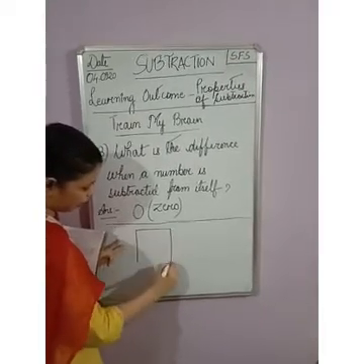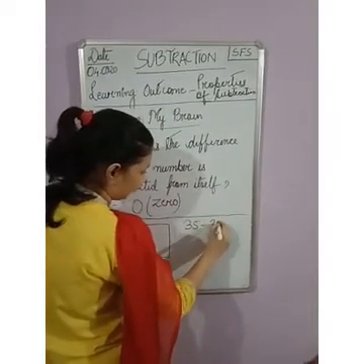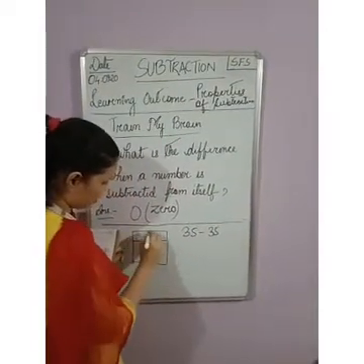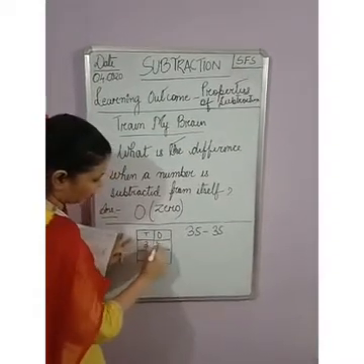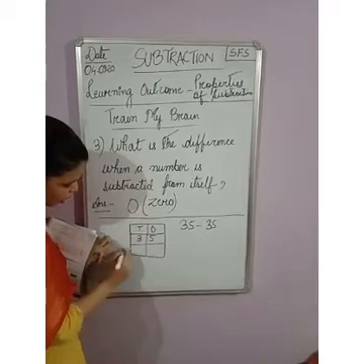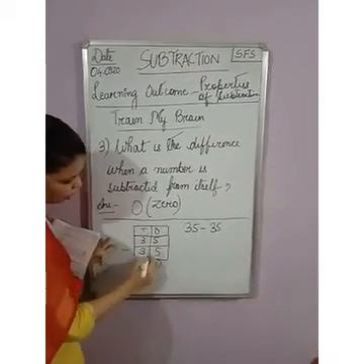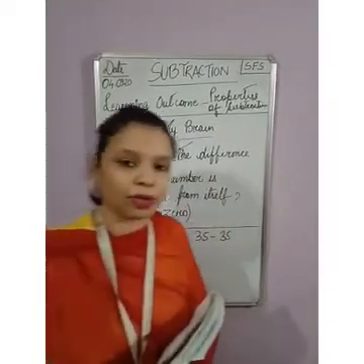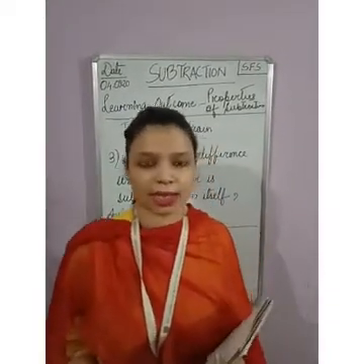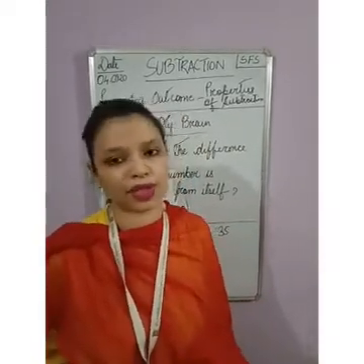Suppose I am taking the number 35. 35 minus 35. Okay, make the place value chart. Ones and tens. 35. The sign for subtraction is minus and 35. So 5 minus 5, 0. 3 minus 3, 0. So when we subtract a number from itself, we are getting 0. All these 3 questions are related with the properties of subtraction.